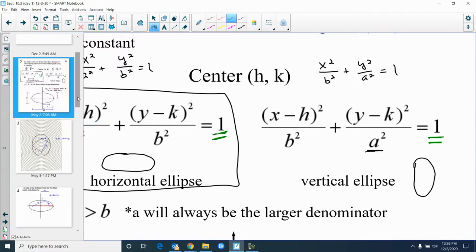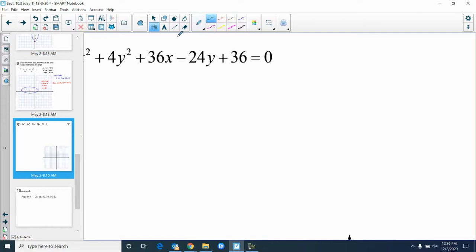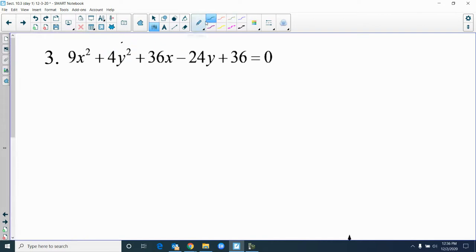All right, let's take a look at what we got. How do I make it equal 1? How do I make it look like a quantity squared? Okay, so like x minus 2 squared over 9 plus y minus 3 squared over 20 equals 1. So that would be an example of what we need to make this look like.